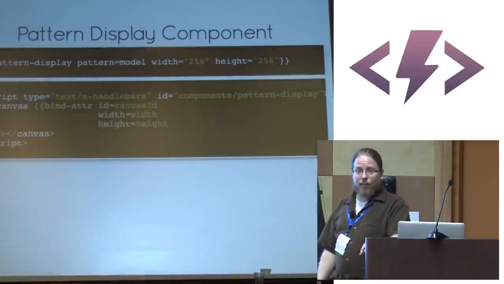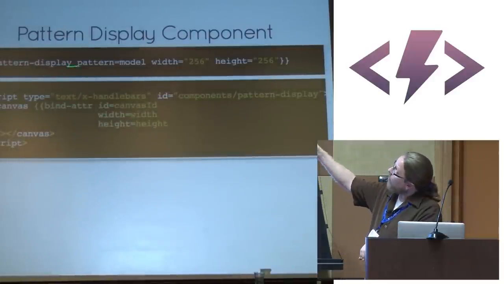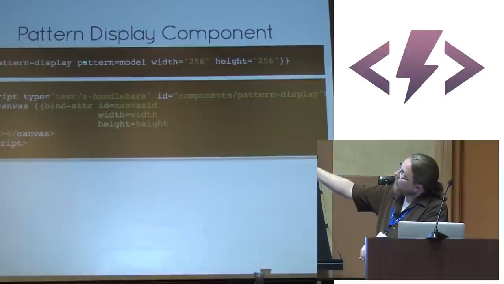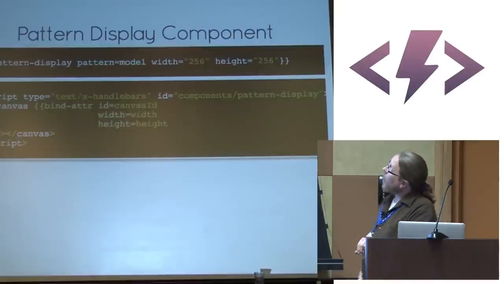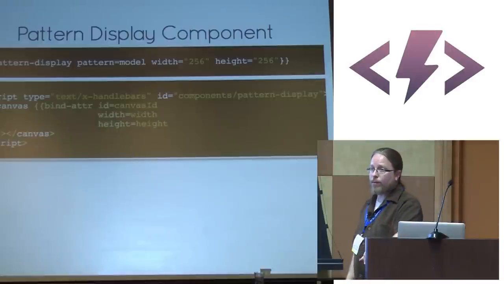In order to display a pattern within a template, we want to be able to just display it with something as simple as this. This first bit is saying that we're calling a component called pattern display. We're passing in a parameter called pattern, and the value of that parameter is the current model. And then we're telling it explicitly what's the width and the height that we want to render at.